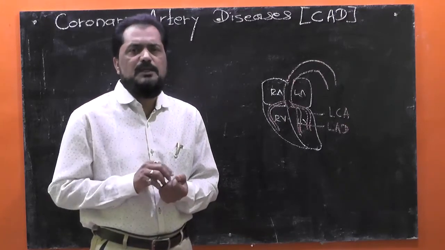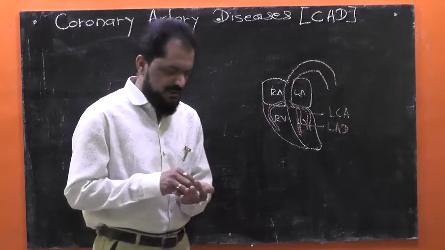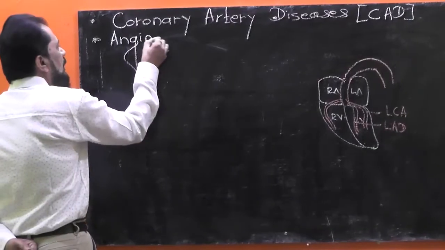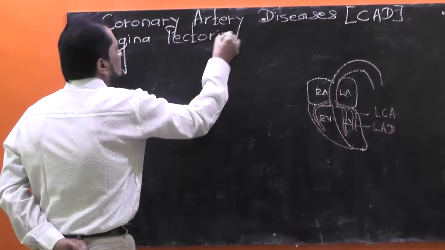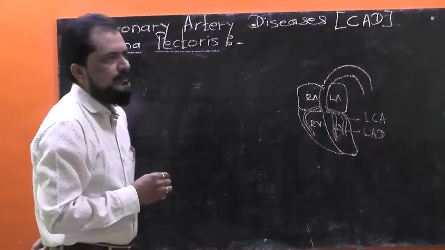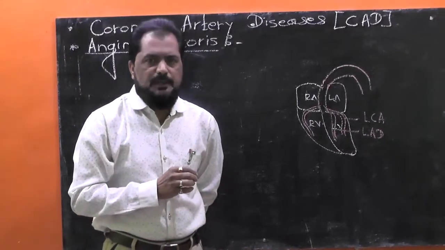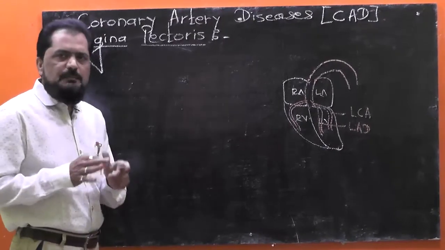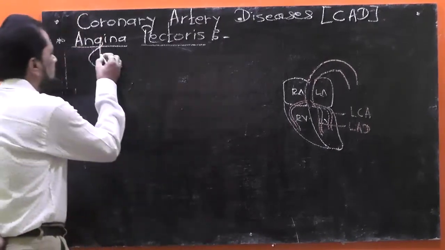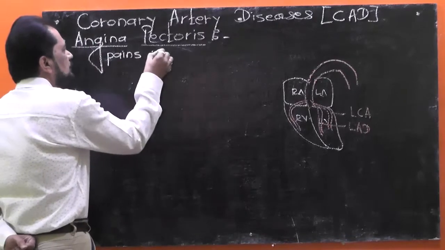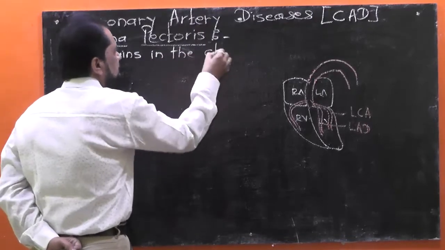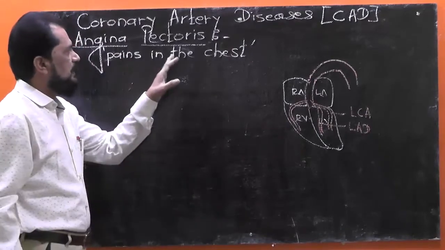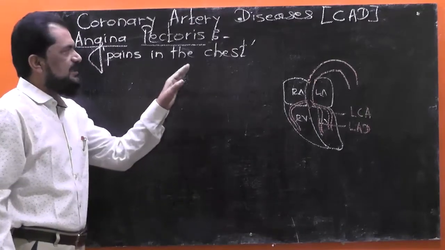Actually there are two main types of coronary artery diseases. The first is angina pectoris and the second is heart attack. First of all, let me tell you about angina pectoris. Angina pectoris literally means pains in the chest.